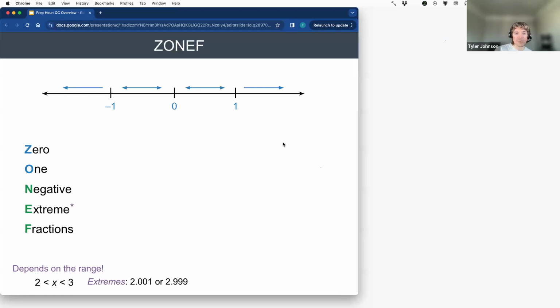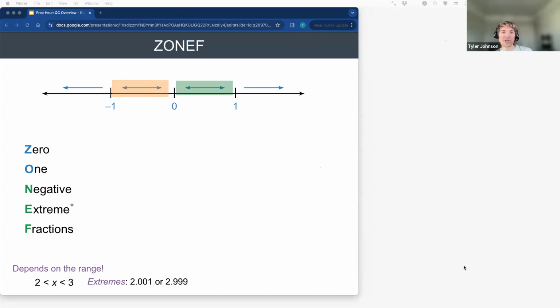And finally, F is going to represent fractions, but not just any fractions. This is less about improper fractions and more specifically about your natural fractions. So negative fractions between -1 and 0, and your positive fractions between 0 and 1.